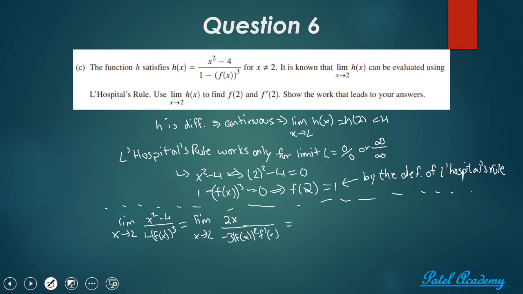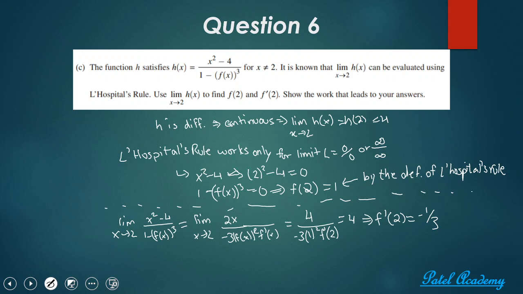Well, plugging in 2 now, because we can, you're not going to get 0 over 0, I get 4 on the top over negative 3 times, keep in mind that f at 2 was 1, so I have 1 squared times f prime at 2, and this is, we found out at the start, equal to 4. Because of the definition of differentiability, meaning continuity, and the definition of continuity suggesting that the limit and the function have the same value. And so by doing some quick algebra, I get that f prime at 2 is equal to negative 1/3.